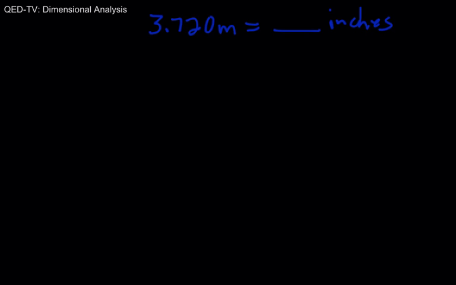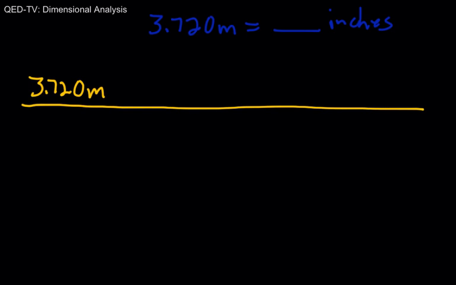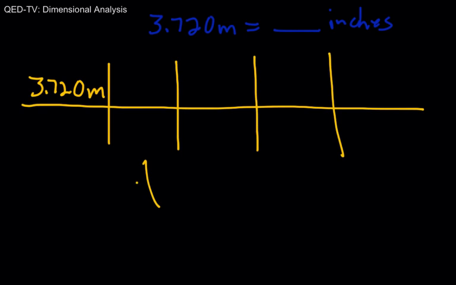Okay, so the way we start this problem, the way you always start any problem, is you write down what the given is. The given was 3.720 meters. So you write down the given, and then we're going to draw a long line underneath this, and we're going to draw some vertical lines. And in the vertical lines, in these spaces, like right in here and here and here, is where we're going to put conversion factors.